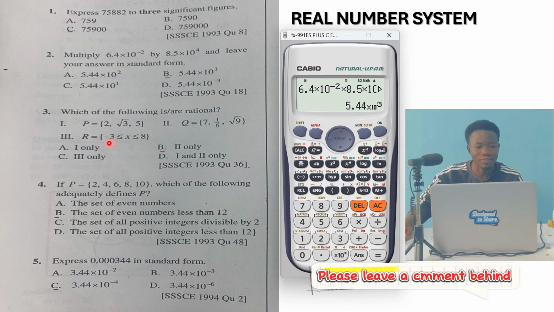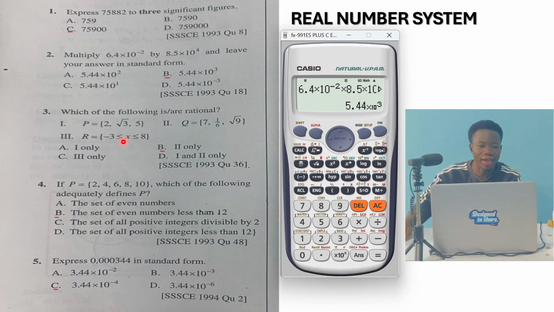It is saying that x lies between -3 and 8. Now, what happened is that between -3 and 8, there are a lot of numbers that fall inside there, and they can be irrational numbers. So that makes this also not qualified to be a rational number because this set contains irrational numbers. Therefore, the answer is only II, which is B.